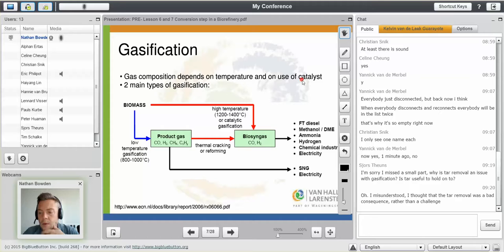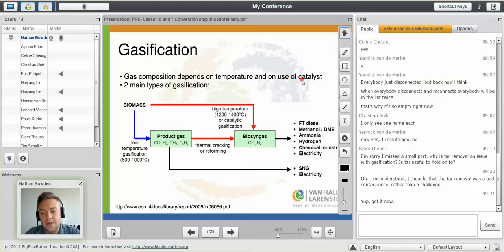Well, tar removal is a bad consequence. The thing is, you have to remove the tar. So that's the challenge. Remove it from being clung to the inside of the... Got it. Good. That's the challenge. It gets inside the column, and you have to get it out. So you have to remove the tar from the column.